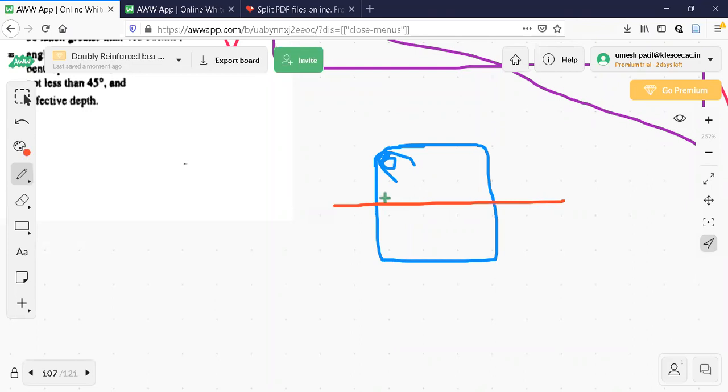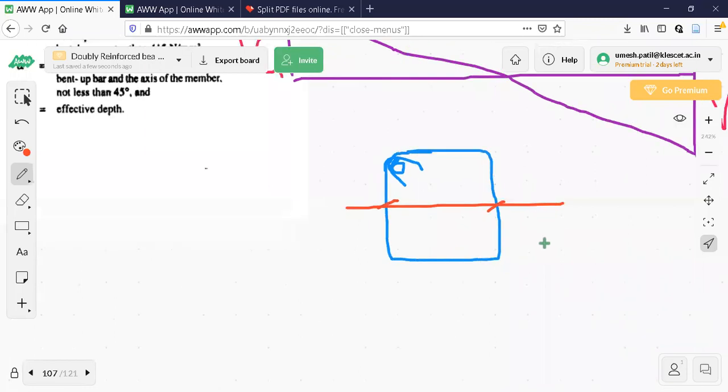one cross section is here: pi by 4 into the diameter of the stirrups, pi by 4 d square. Let us say it is 8 mm. Pi by 4 d square, 8 square. Here also pi by 4 d square, 8 square. So see, if you cut a stirrup like this, you are coming across two cross-sectional areas. That is why it is 2 into pi by 4 d square.